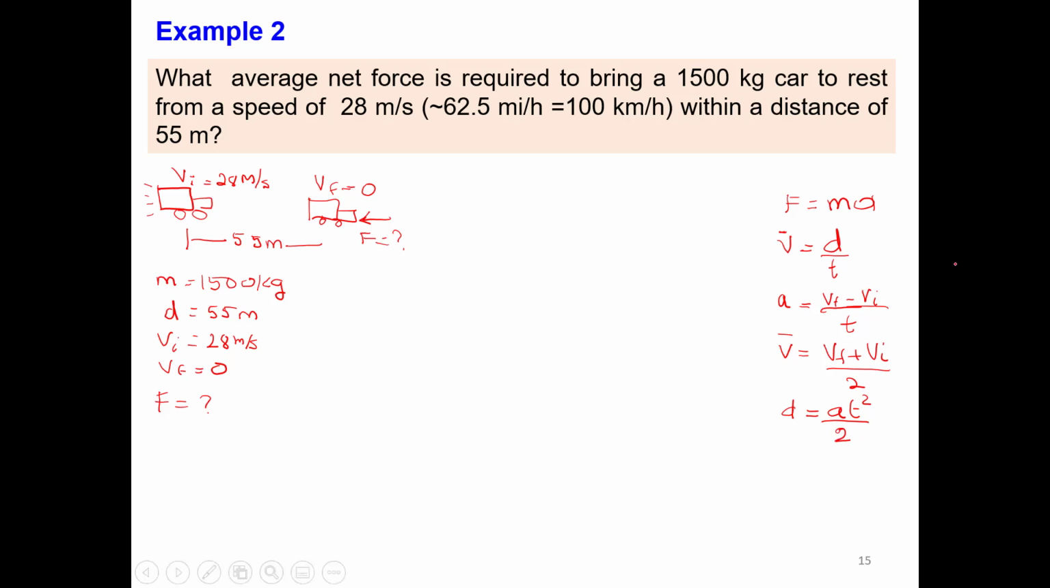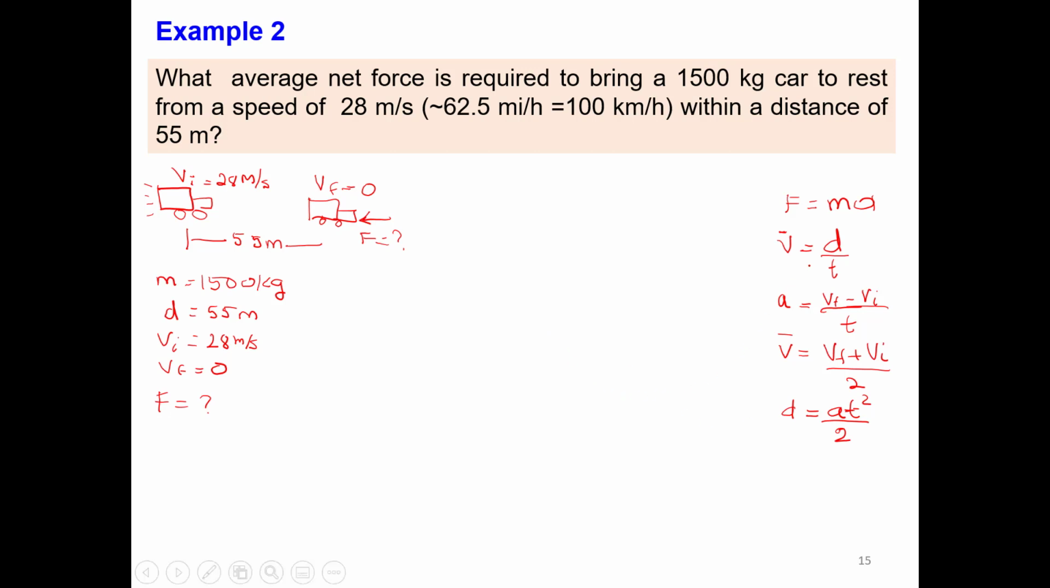Then to calculate the force, we need to know the mass. We already know the mass, but we don't know the acceleration. Then how can we calculate the acceleration? Let's see, with the information we have, this equation calculates the acceleration, but we need to know the time. We know the velocities, but we don't know the time. The other equation we can apply is this one, but again, we know the distance, but we don't know the time. Then we need to find the time first to get the acceleration.